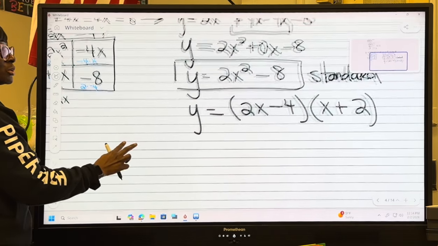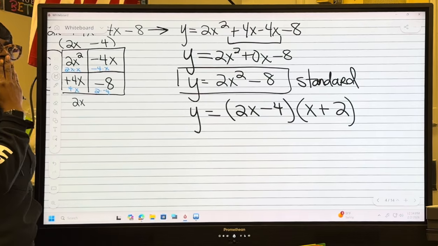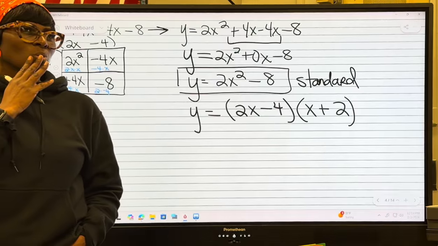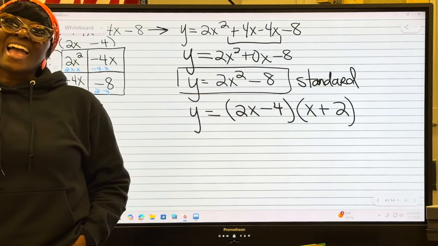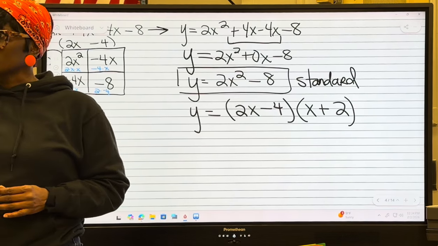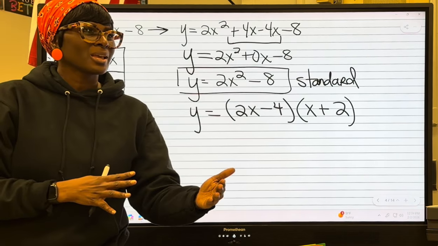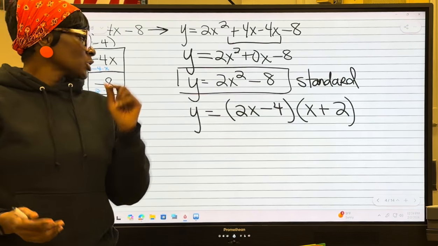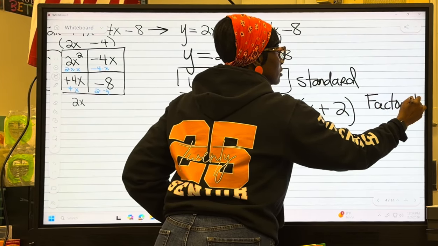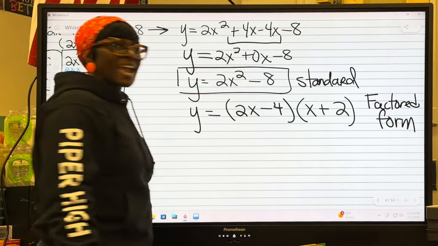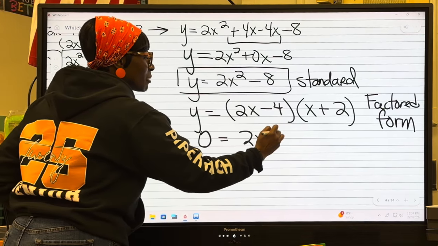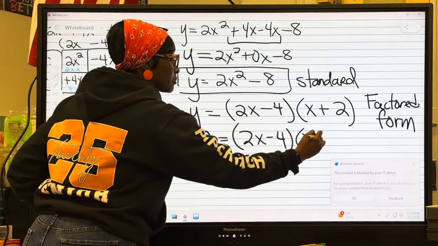Now, Ms. Stampley, how are you going to use that to help you? Well, what did we say was the solution to a quadratic function? It's the what? The x what? Specifically, not any x, which x's? The x-intercepts. And what do y need to be in order to find x-intercepts? 0. So guess what I'm gonna do? I'm gonna rewrite this factored form. And instead of y, I'm gonna put what? 0. 0 equals 2x minus 4 times x plus 2.